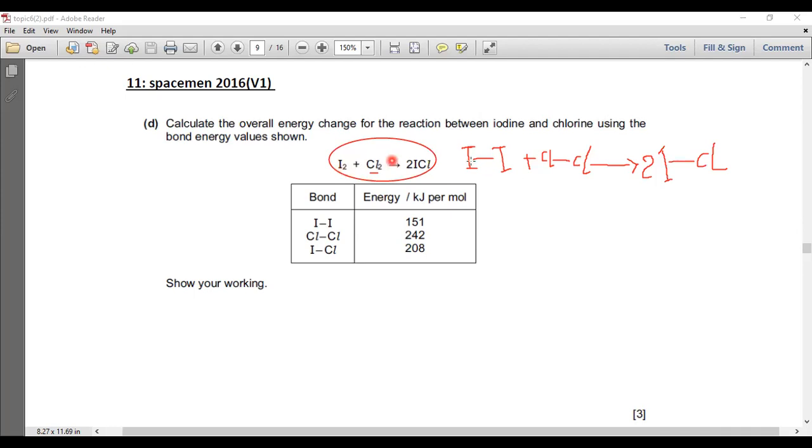Instead of I2, I make it I bond I. Cl2, I will make it Cl bond Cl. 2ICl, so it's 2 I bond Cl. Kindly start to find, is it exo or endo?